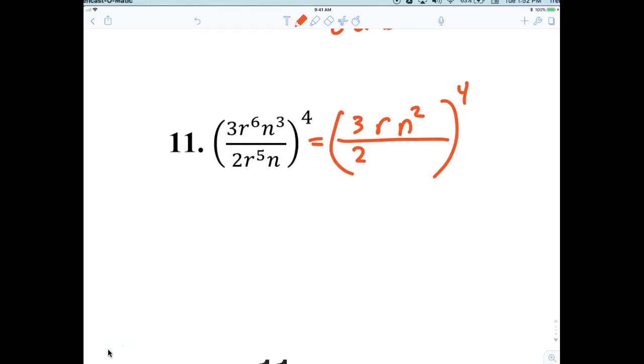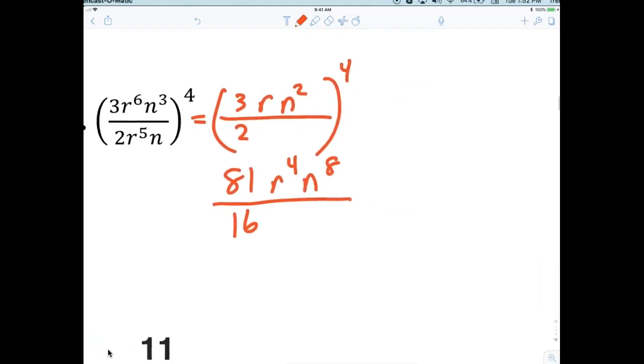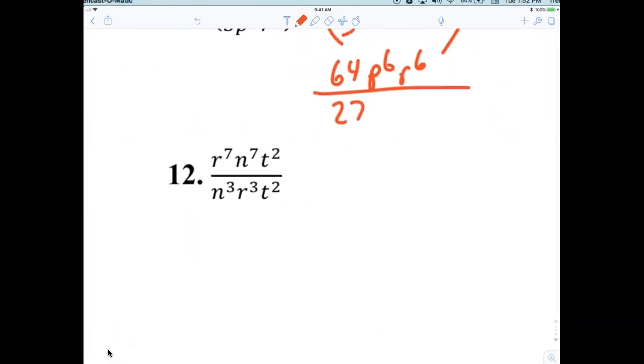3 times 3. 3 times 3. 9 times 9. That's the quickest way. That's what I just did. 81. So now 2 to the 4th is what? Good. And then it would be R to the? R to the 4th. And then N to the? Beautiful. All right, here we go.